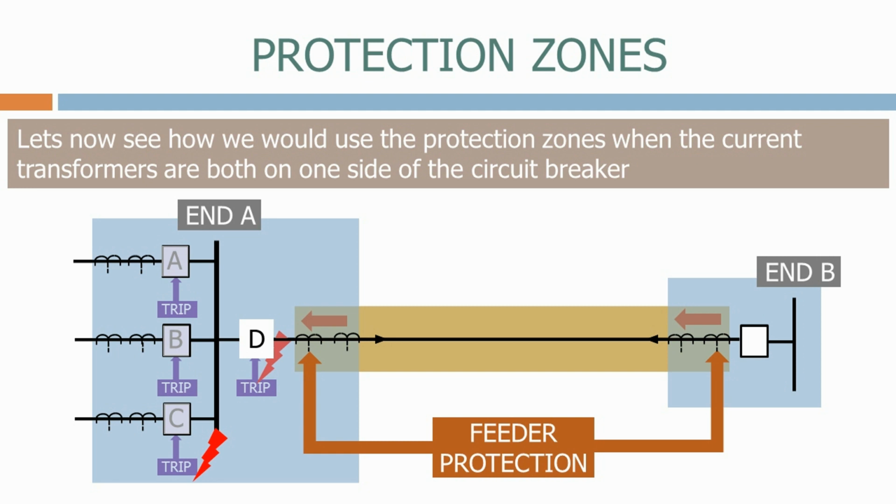But this has not disconnected the fault from the electrical network, as we're still getting a fault contribution through the feeder from end B. This is the main issue that we face in putting the current transformers on only one side of the circuit breaker, as this stops us using the protection zones to detect a short stub fault, which is why most electrical utilities try and put the current transformers on both sides of the circuit breaker.